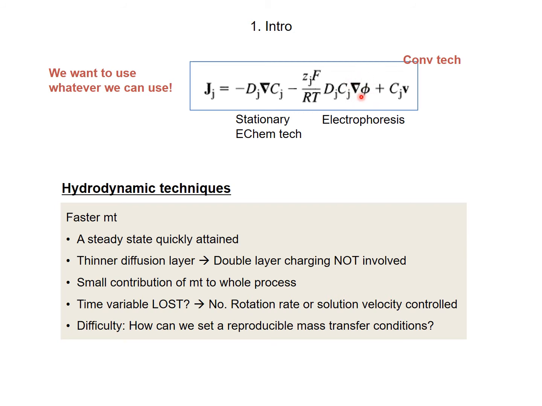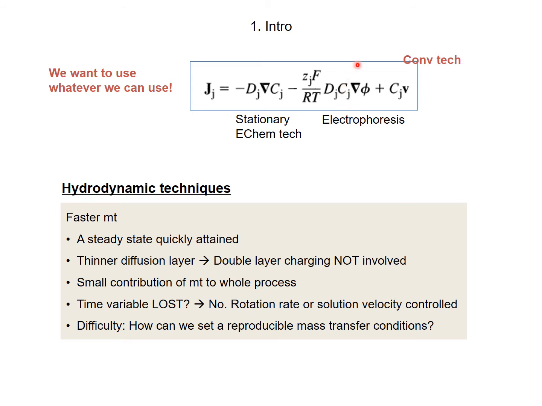This migration process is very useful for electrophoresis. Usually, we need to apply a very big potential into the system. In the hydrostationary electrochemical techniques like cyclic voltammogram or something like that, we have tried to kill the second term, the migration process, by adding some supporting electrolyte in our systems.